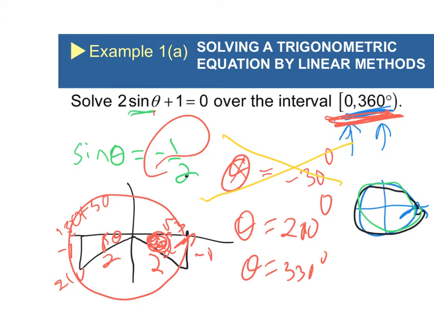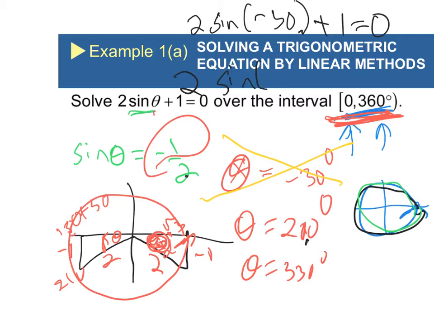But if you used your calculator and did the same thing, plugged it in, if you were to go 2 times sine of a negative 30 plus 1, it should give you 0 in your calculator. Likewise, if you plugged in the 210, 2 sine of 210 degrees plus 1 should also be 0, and so forth. So you got a lot of things to pay attention to.